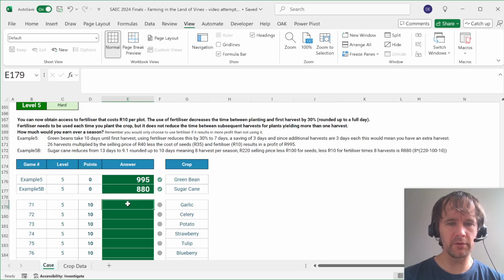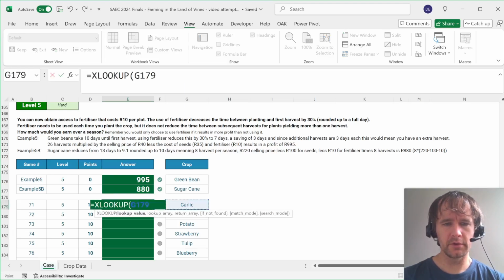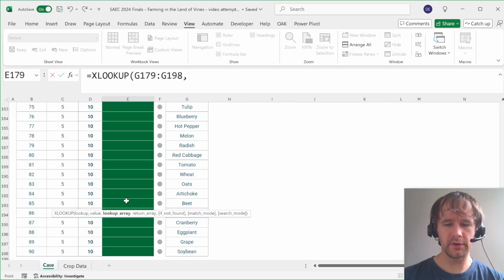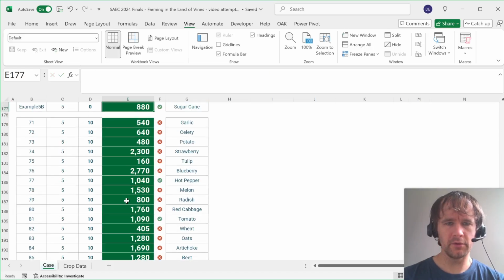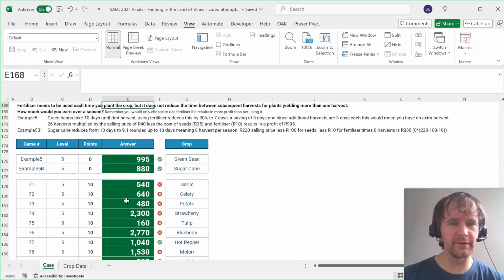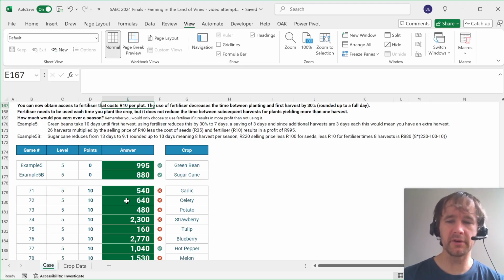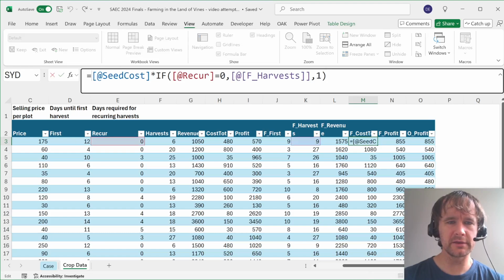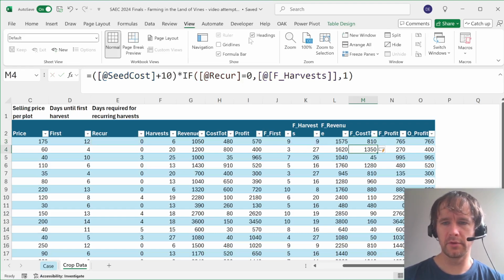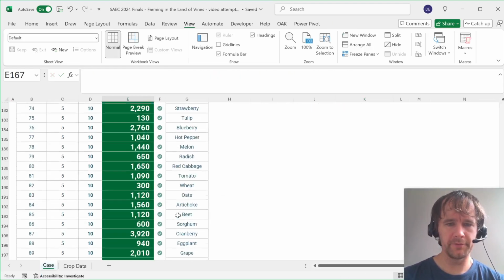So now we want to know the profit we make should be, again, don't need to do that. So we'll go T crop, returning from T optimized profit. Nope, lots of mistakes there. All right. Oh, yeah, because I didn't pay for the fertilizer. That would help. So it's seed cost plus the 10 rand for the fertilizer. There we go. That's better.